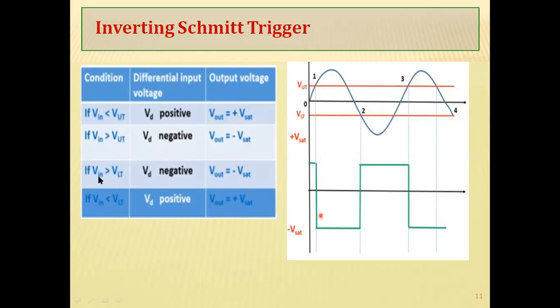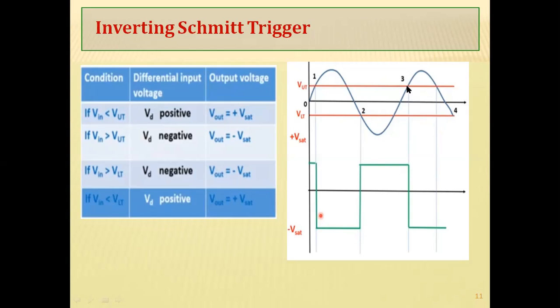Whenever your V in is greater than VLT, the output is in negative saturation, hence it remains in negative saturation itself. Right. Next, from point 2, observe here your V in is decreasing beyond VLT, and at that point the output will be equal to plus V saturation. Hence, there is a swing of the output from minus V saturation to plus V saturation. It remains in the same region till it reaches one more triggering point, that can be either upper or lower. From point 2 to point 3, it will be in the same saturation region.